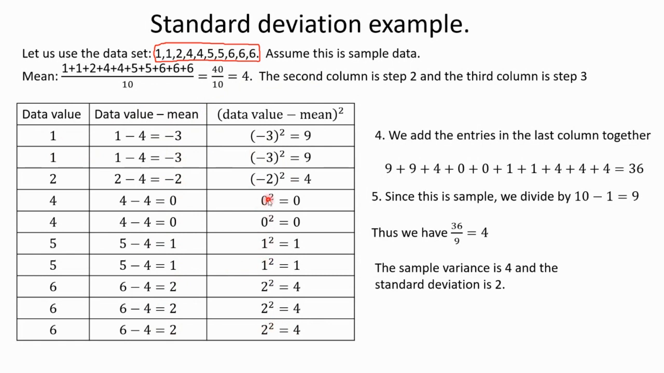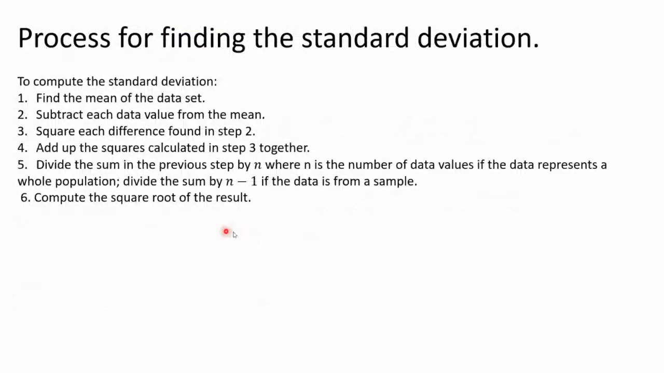What's nice about this is, if you by mistake, instead of doing 1 minus 4, did 4 minus 1, it really doesn't make a difference because we're squaring. Instead of a negative 3, we would have a 3. But a number and its negative have the same square. So this is what we have here. This is step 3. We squared each difference.